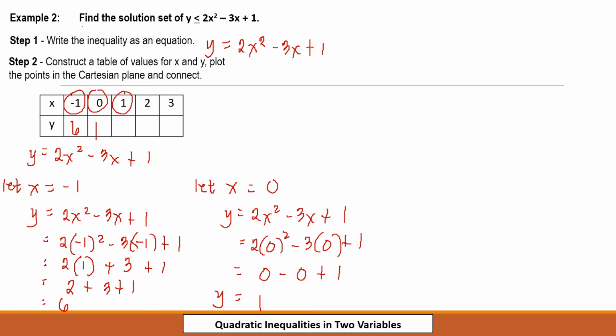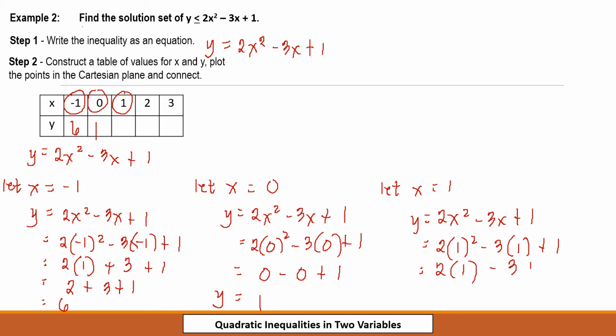Next, let x be equal to 1. We have y is equal to 2x squared minus 3x plus 1. Substitute 1 to x. So we have 2 times 1 minus 3 plus 1. That is 2 minus 3 plus 1. 2 minus 3 is negative 1. Negative 1 plus 1, that is equal to 0. So if x is 1, y is equal to 0.